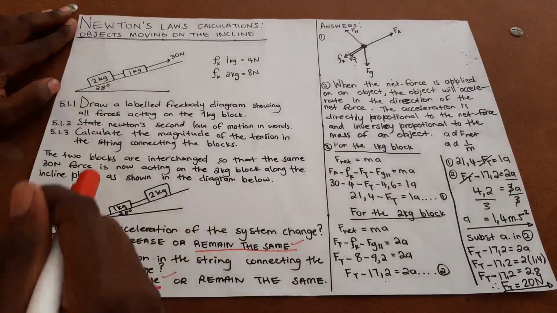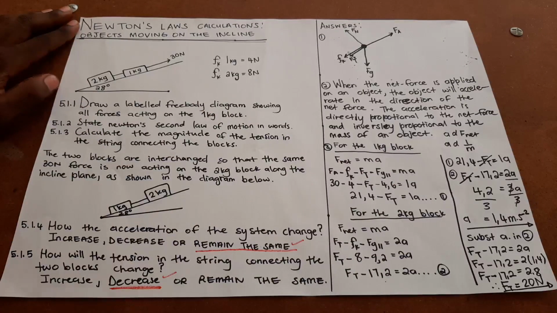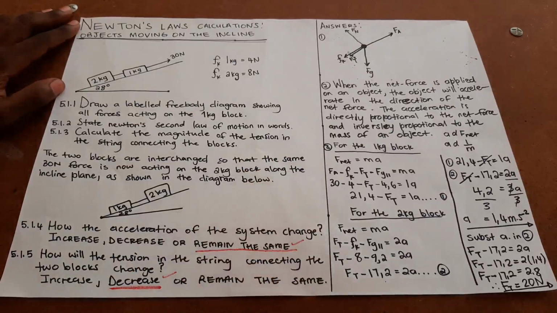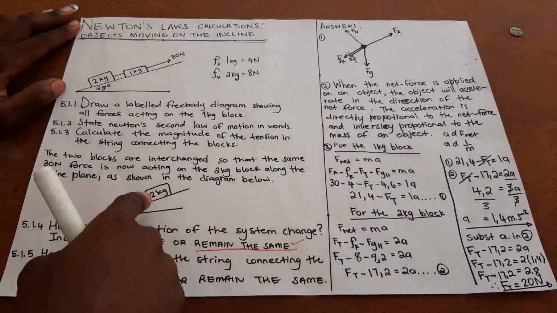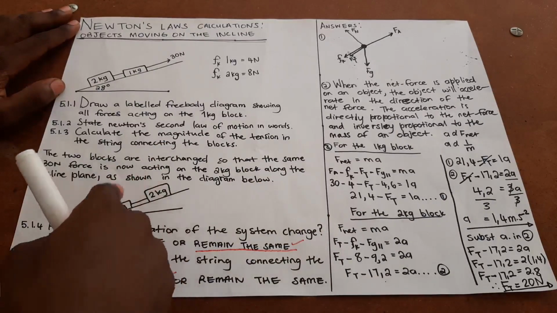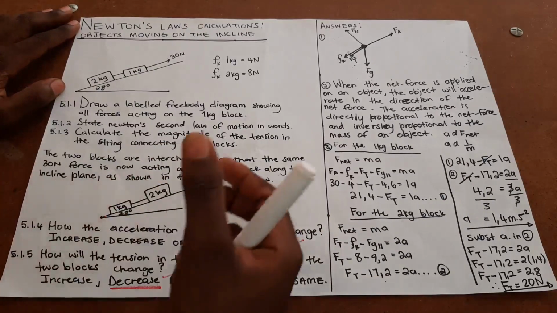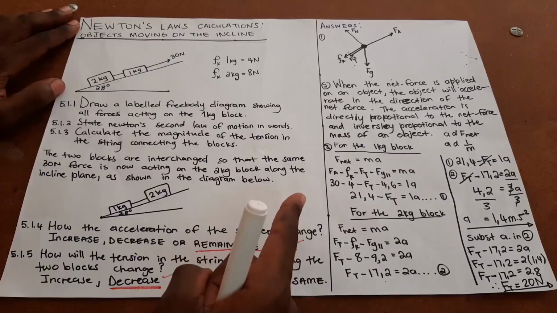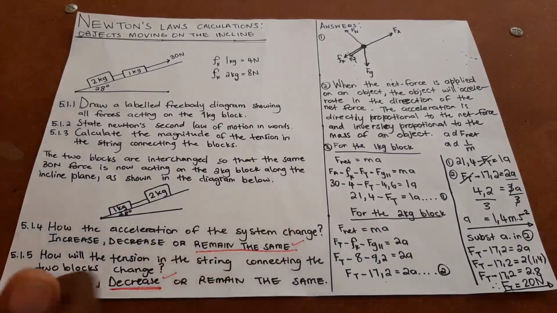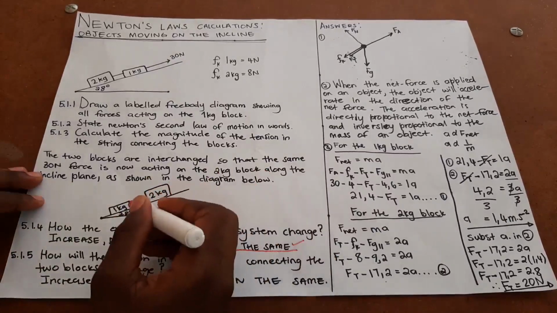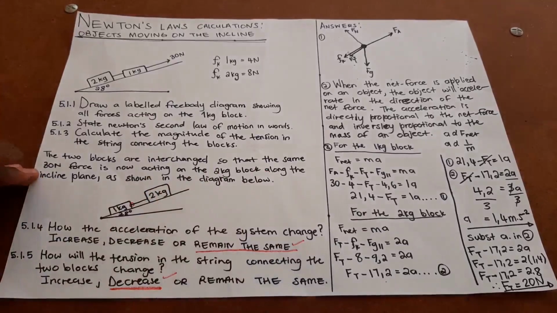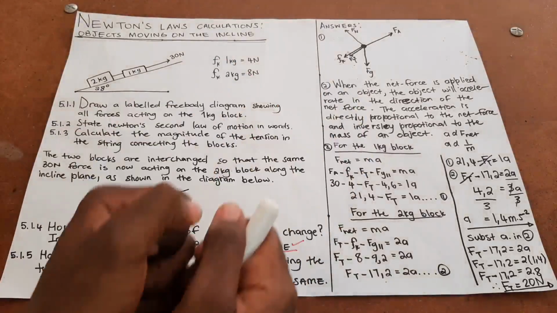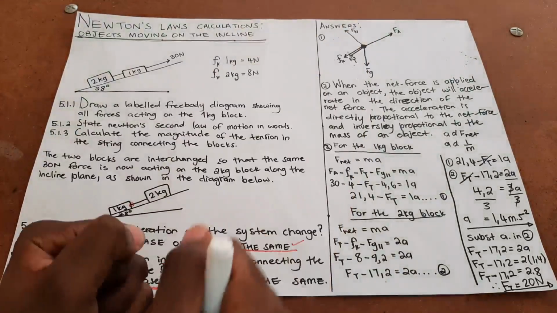Okay, meaning that 1 kg block is pulling with very high force, that 2 kg block. But in this instance, this 2 kg block is bigger than this 1 kg block, and this 2 kg block is pulling it with less tension now. Yes, meaning that the tension here is less.